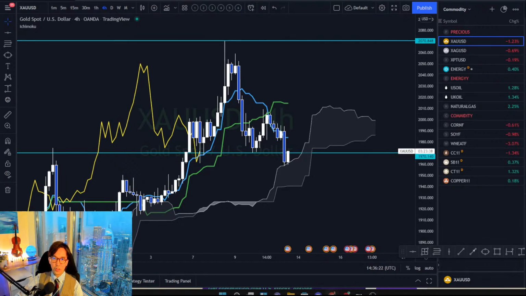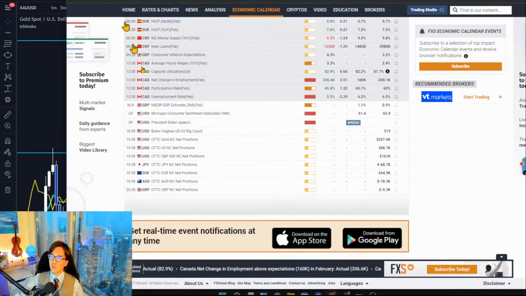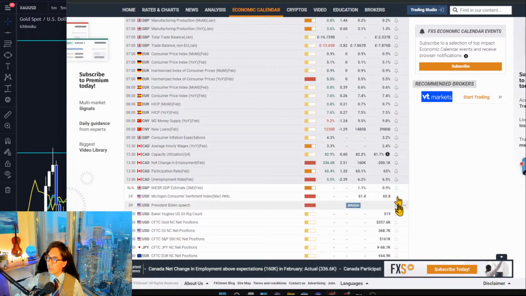The CAD pairs are trending since the news. Right. The employment rate was positive. Previously it was 6.5 and consensus was 6.2, but the turnout was 5.5. It improved so much, 1% improvement from the previous report. So looks like in Canada, the economy is coming back, which is good news.